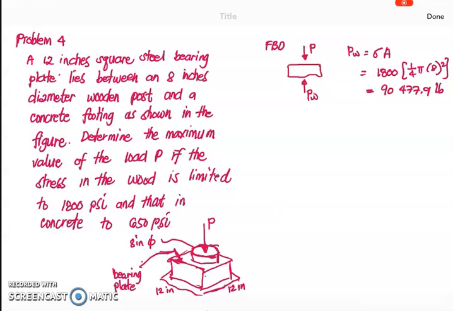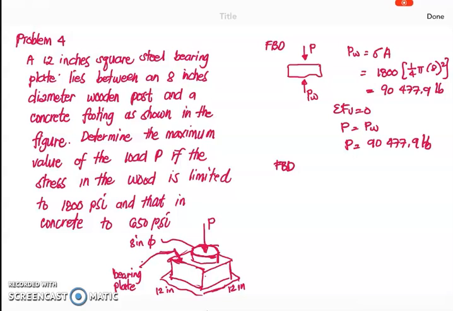From this FBD, from our equilibrium equations, we can have the summation of forces vertical equal to 0. So we need to say P is equal to the weight W. Therefore, our P, the applied load, is equal to 90,477.9 pounds.